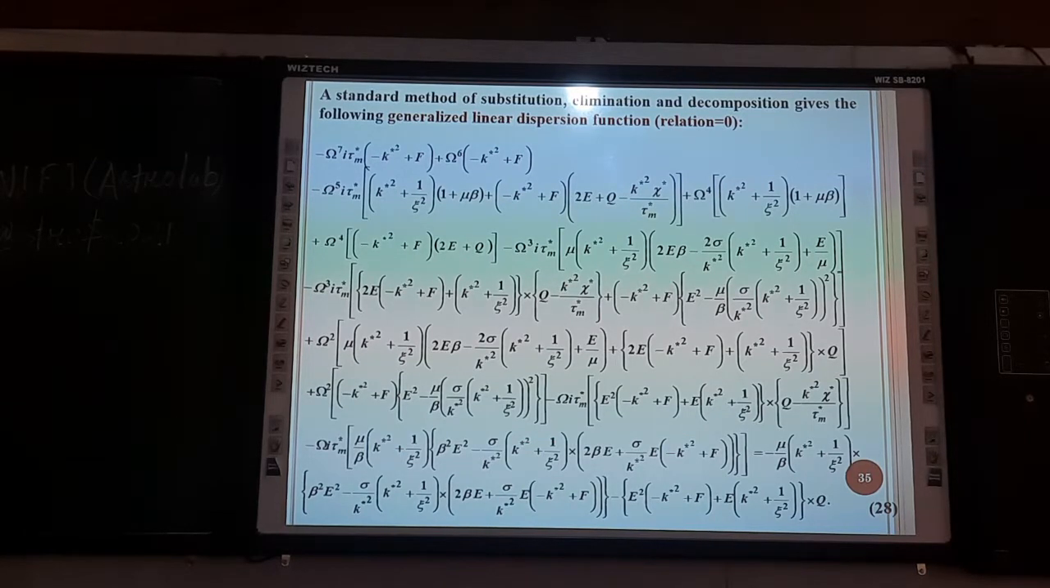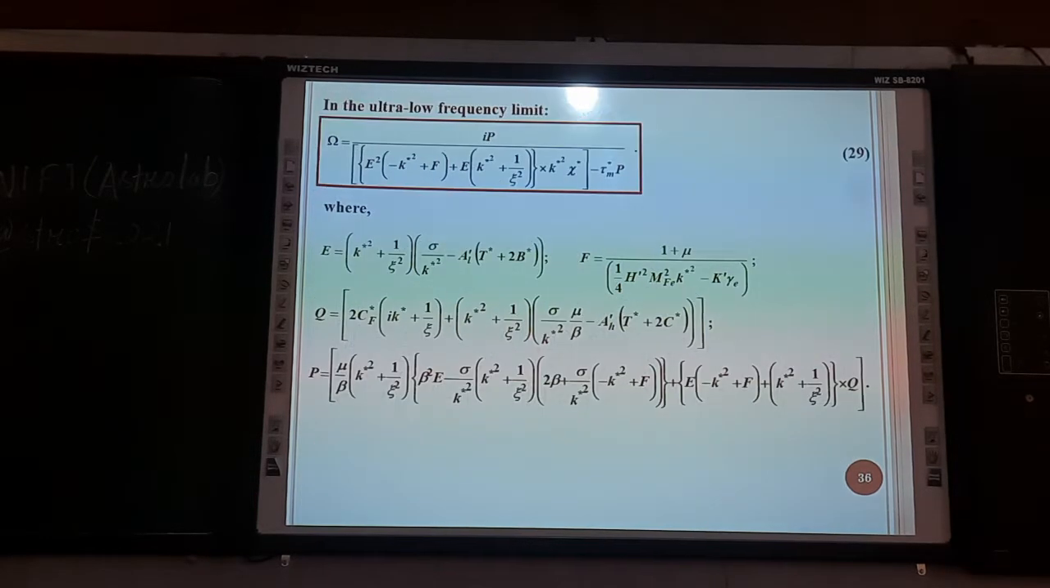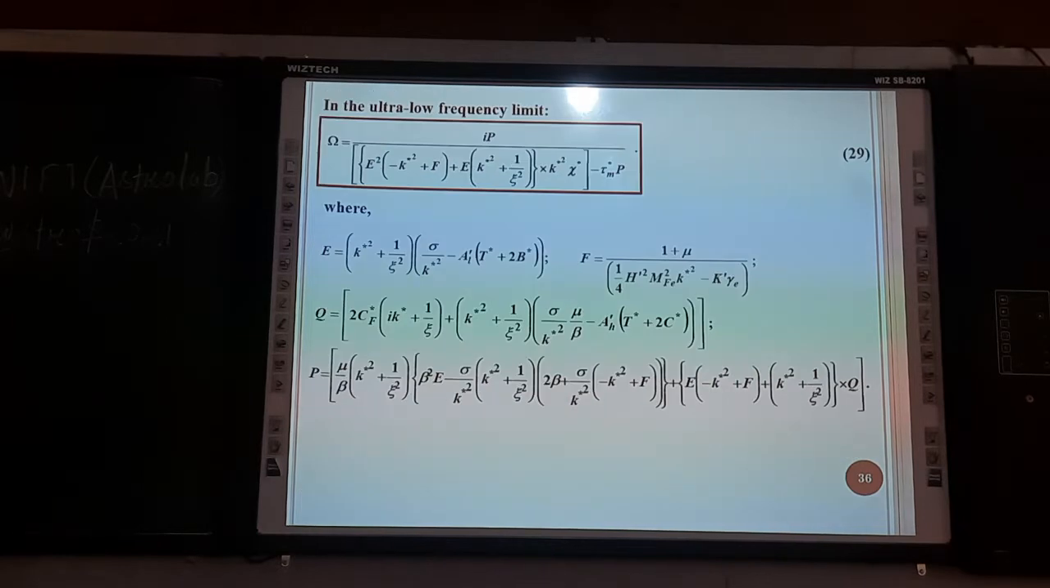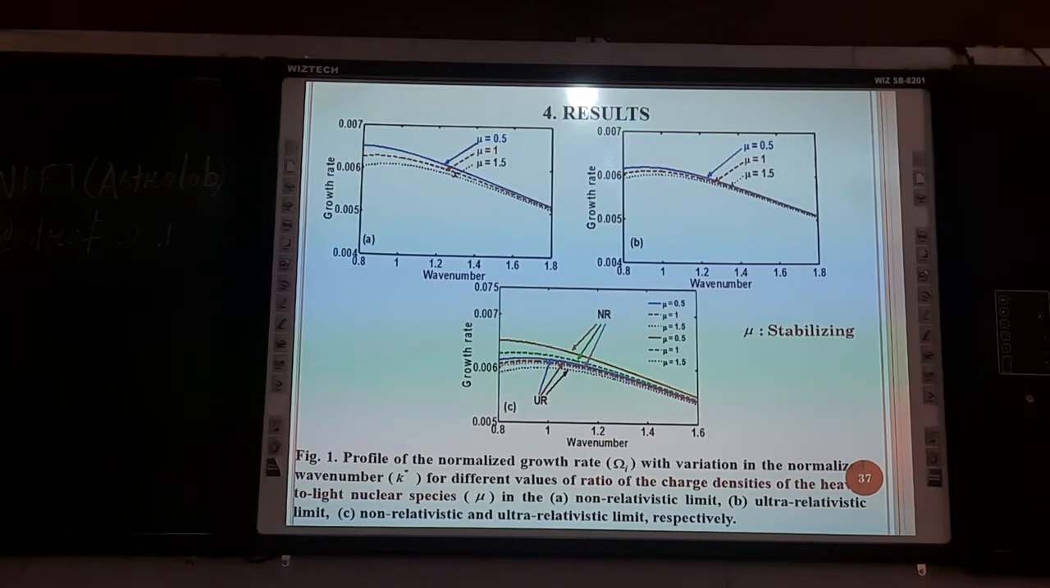So now the complicated equation is going to be simplified, okay? Under the approximation of low frequency fluctuations, under the ultra low frequency fluctuation limit, that complicated equation gets simplified into this simplistic form. Okay, now it is simpler. Now no problem, numerical analysis to carry out is very easy. So accordingly, at the zeroth order, what we did was just a numerical solution.